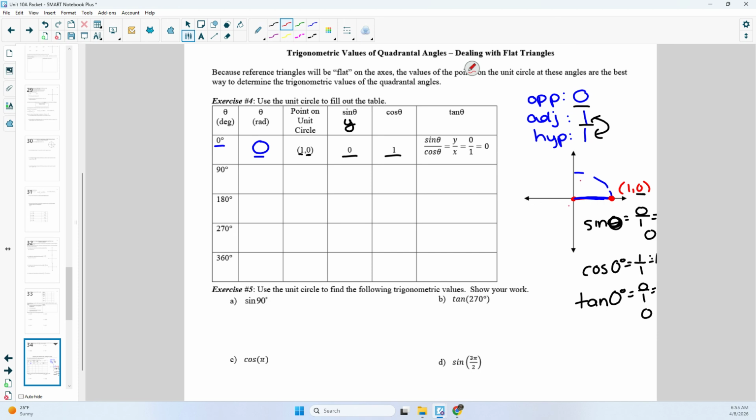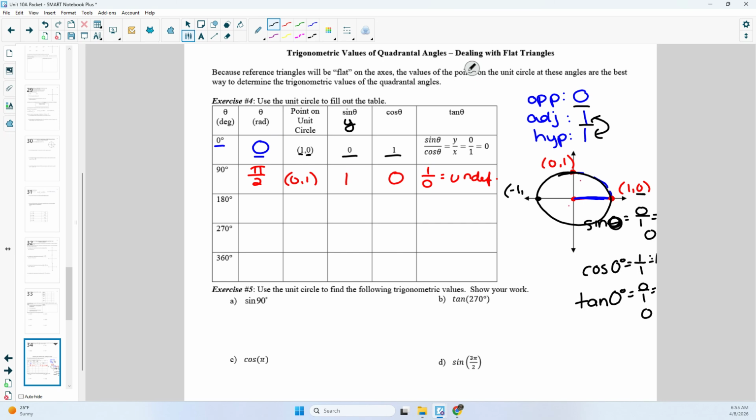So at 90 degrees, we'd be at pi over 2 in radians. The point on the unit circle up at 90 is 0, 1. The sine is y. The cosine is the x value. And the tangent is the y over the x. Now we have our unfortunate situation of dividing by 0 here. Right? And we know that we can't actually do that, so we say this one is undefined or it doesn't have a tangent value.